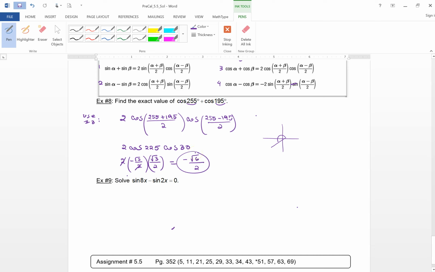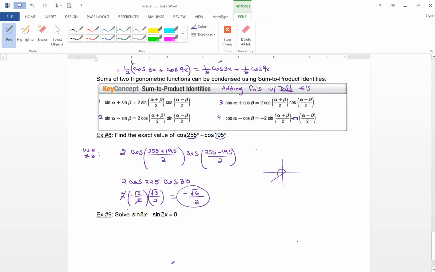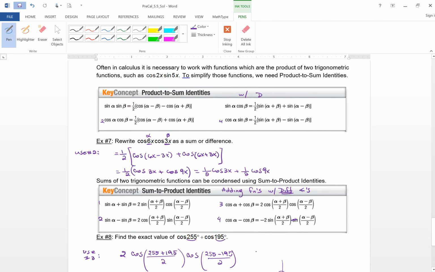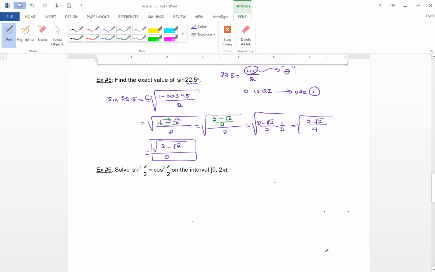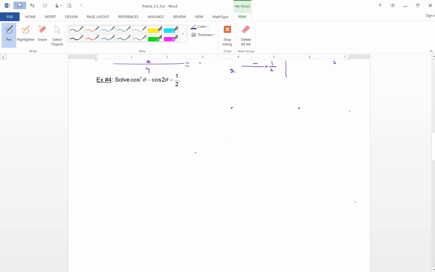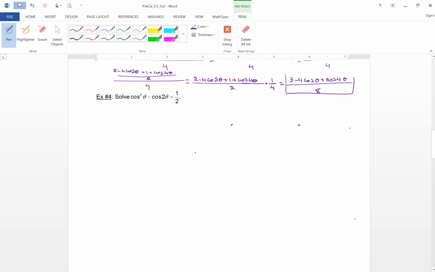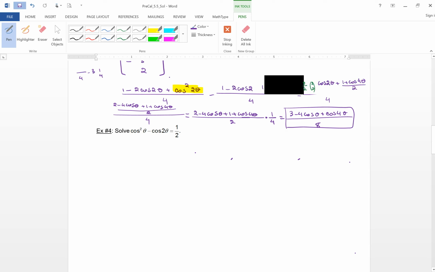All right, so let's do a couple of the equations. Why can't I use the word equation? I can't say equation. All right. So look at example number 4.